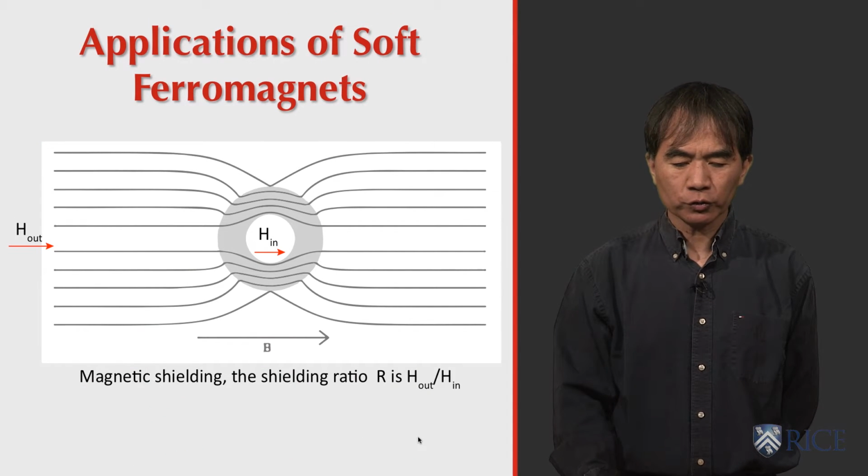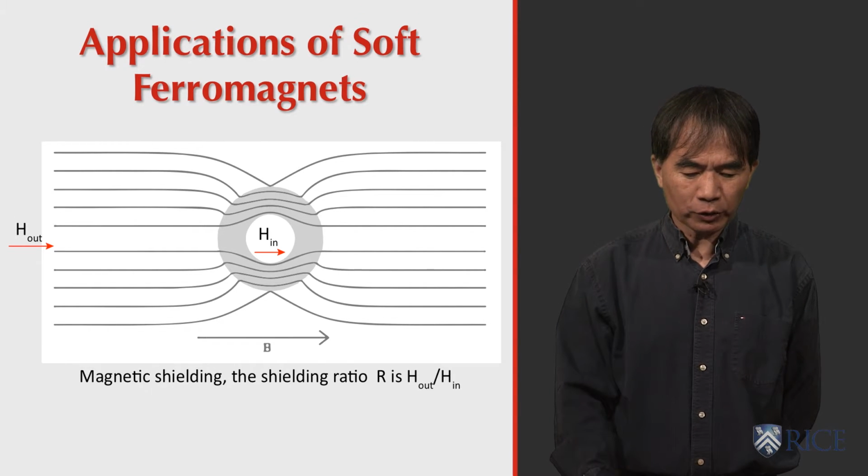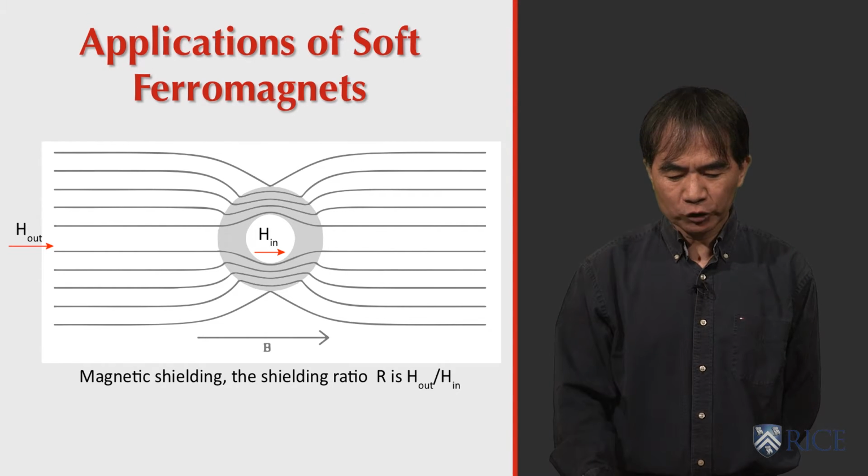So what is the use of a soft ferromagnet? As I mentioned earlier, one very important use of a soft ferromagnet is to produce electricity. Another very good use of a soft ferromagnet is magnetic shielding.